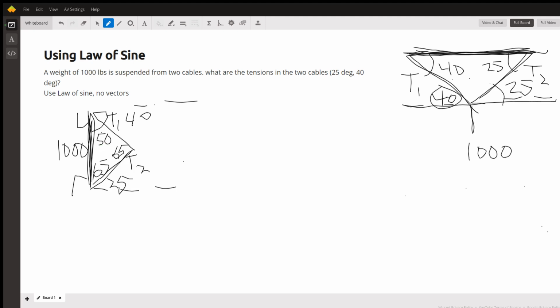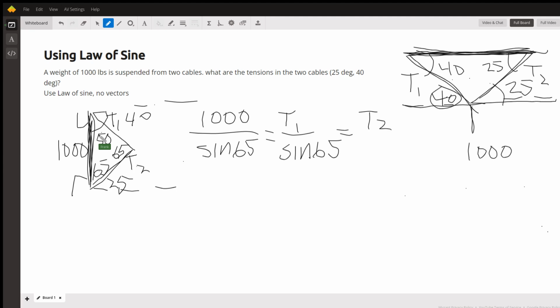And I can set up law of sines. 1,000 over sine 65 equals T1 over sine 65 equals T2 over sine of 50. It's the side divided by the sine of the angle opposite it. Those are all in degrees, by the way. So T1, it's 1,000 over sine 65 equals T1 over sine 65 degrees. T1 equals 1,000 pounds. It's got to be equal to that number.